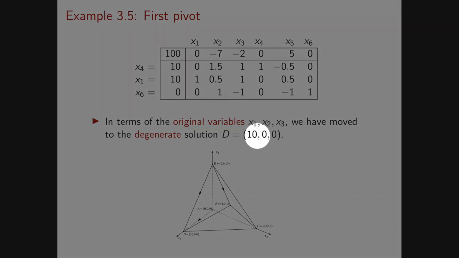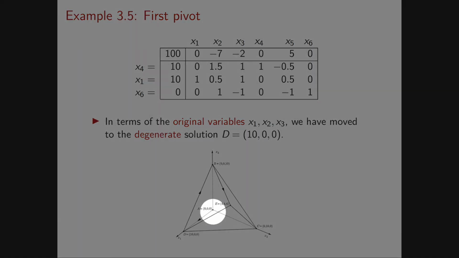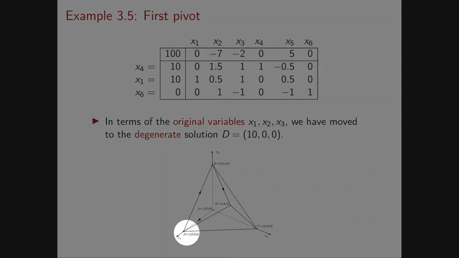10, 0, 0 is the vector that was called D in the original picture, so here it is. And now we can see geometrically the pivot that we performed. In fact, we started from the basic feasible solution 0, 0, 0, and we moved along an edge of the polyhedron to the new basic feasible solution 10, 0, 0.